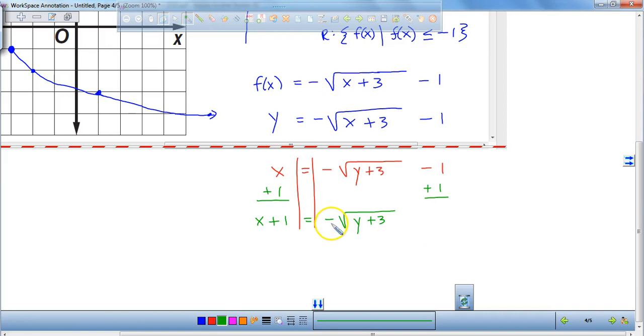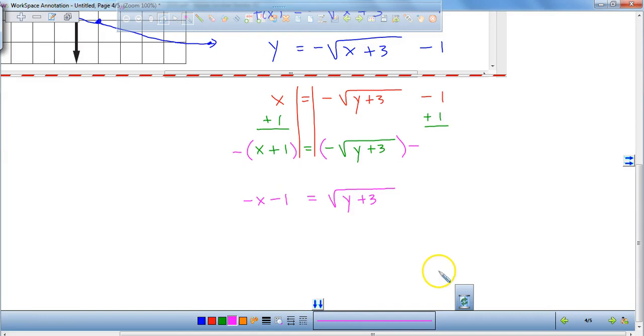Now I need to get rid of this negative. So in order to get rid of this negative sign, you can either multiply or you can divide by a negative. Well, it's easier just to multiply both sides by a negative. So what does this become? This becomes negative x minus 1 equals positive square root of y plus 3. Because this negative cancels out that negative, and then I have to apply the negative to the other side of the equal sign. All right, so far so good.